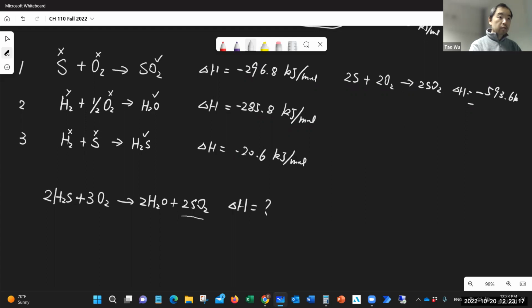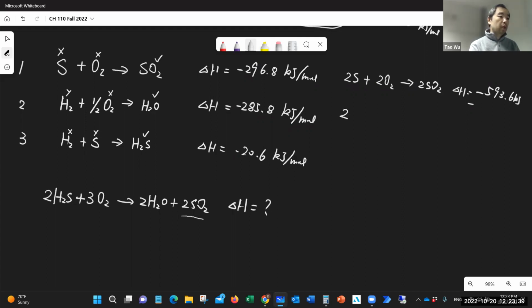593.6 kilojoule. Okay, so this is what we talked about. And the next one, we are based on water. Where's the water over here? We have 2 water on the right side. Again, we have to times 2 to get 2 water on the right side, since we need to add them together. So the second equation, we also need to modify by 2.